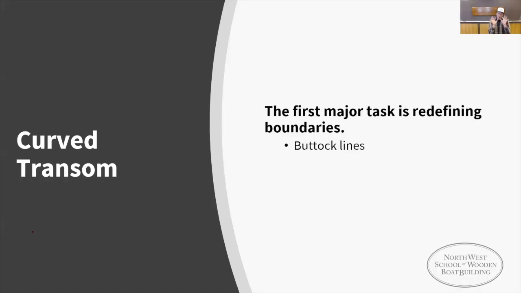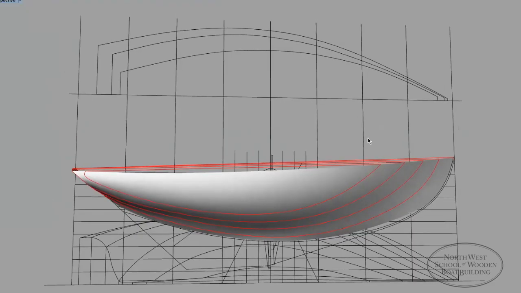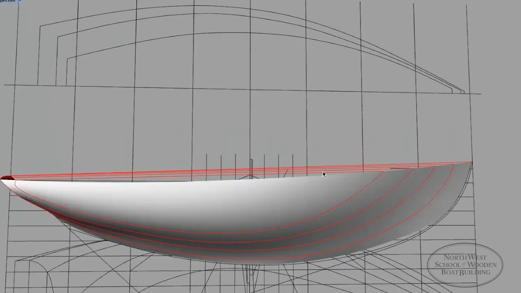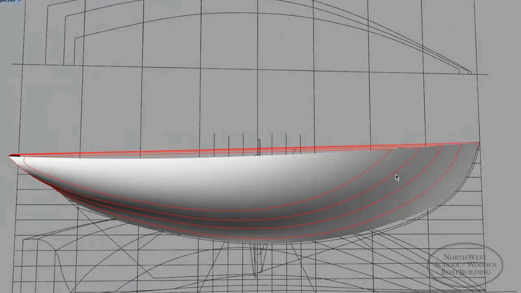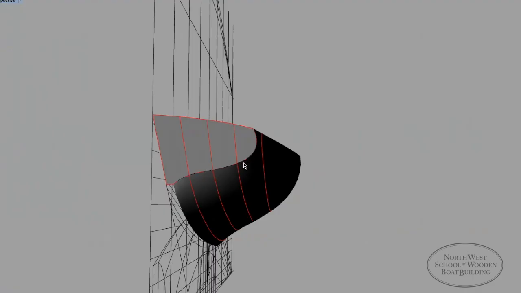The first thing we're going to do is redefine a whole bunch of the buttock line boundaries. No matter how we do this, whether it's a flat transom or a curved transom, there are butt lines that intersect every part of that boat. A lot of the butt lines we've been talking about so far are the butt lines that we see related to the hull, and those are these lines that come through here. But as you spin the hull, the butt lines also come up through the transom. And those are some of those particular points we were talking about.